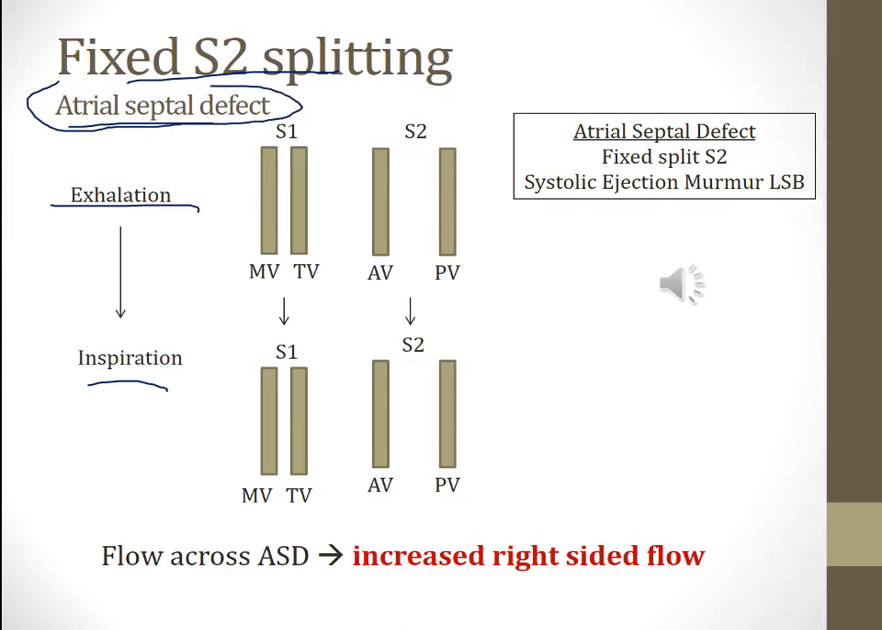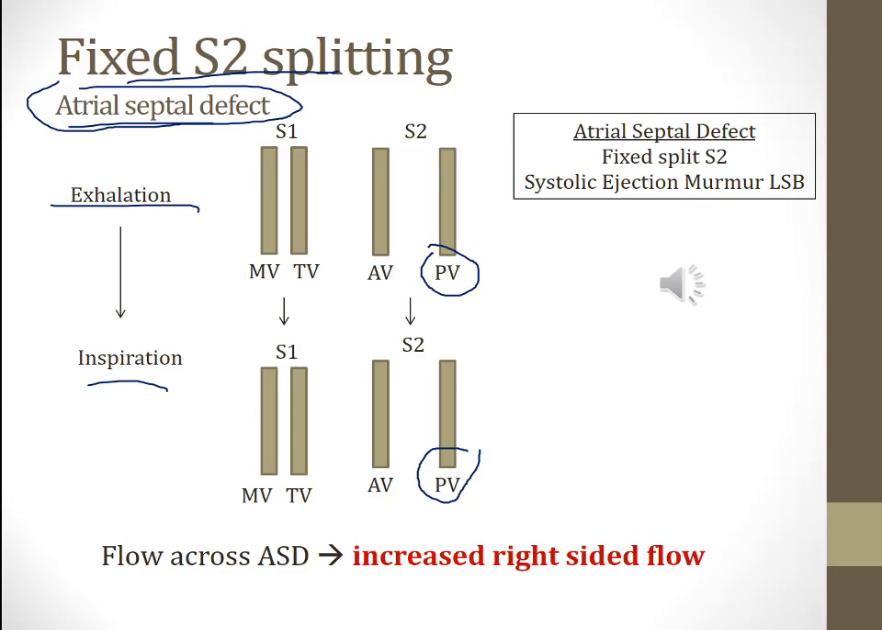This is basically all you want to remember when you hear the term fixed S2 splitting. The reason for this is because in an ASD, there's increased flow on the right side of the heart. This delays closure of the pulmonic valve when the patient is exhaling and also when the patient is inhaling, and there's no change in that split during the respiratory cycle.